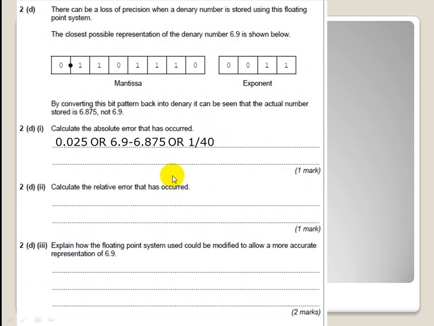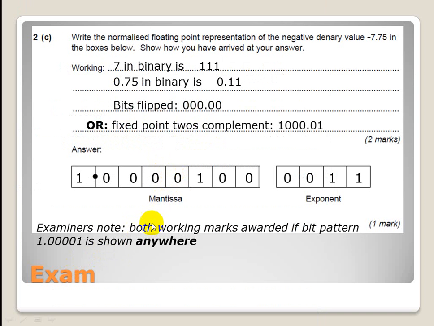Any of these will get you the 2 marks. Have I got a note from the examiner on that one? Let me just have a look. Yeah, examiner's note: both working marks awarded if the bit pattern 1.00001 is shown anywhere. Basically you show how you got to that answer. Don't worry about the trailing zeros, and they'll be happy as well. So the answer is 1.0000100, and the exponent is 0011. Okay, 0011, and that's your other mark.